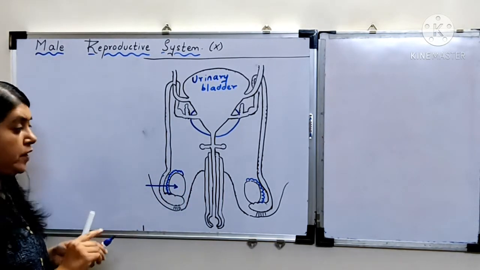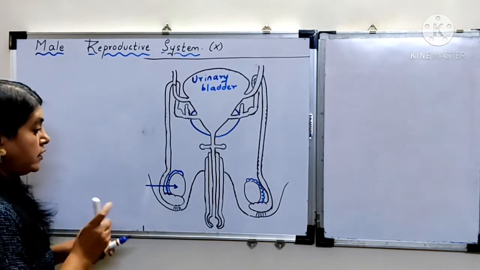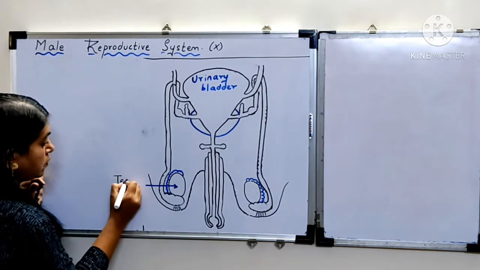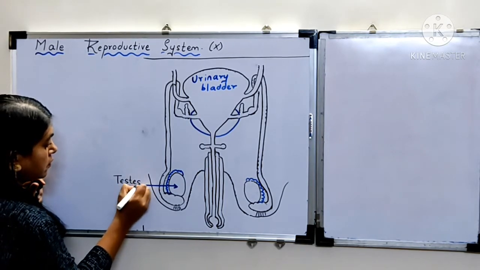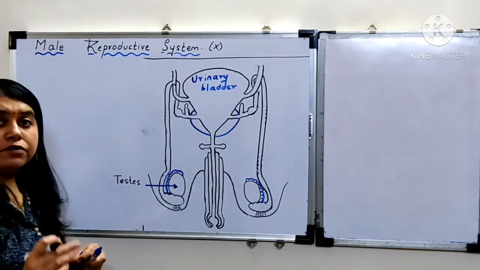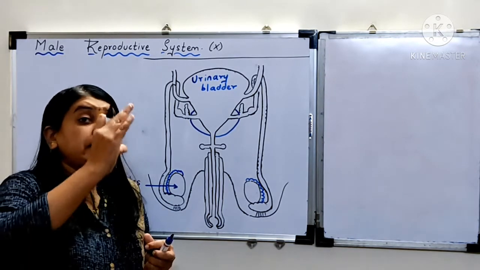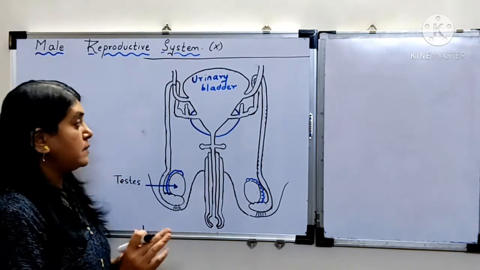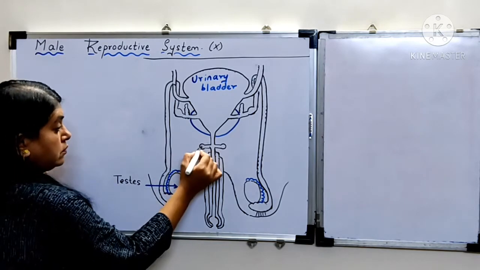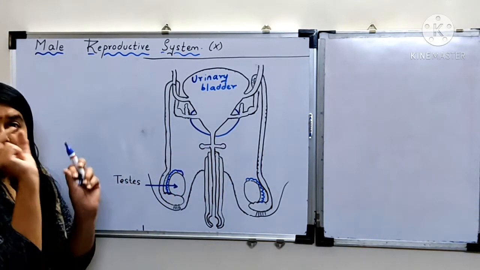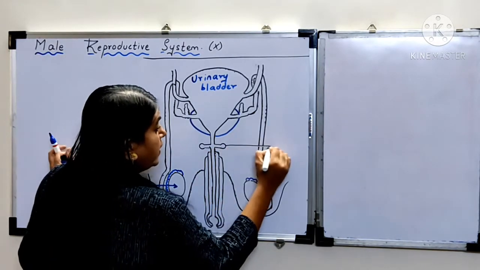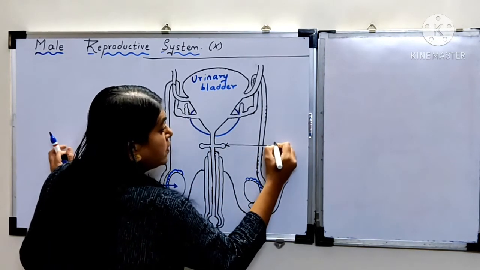This part I am showing. This is also another testes. Then we have in the male reproductive system different ducts and different glands. So let me also label the glands first. This gland, which is a tubular bulb-like structure, is called the Cowper's gland.